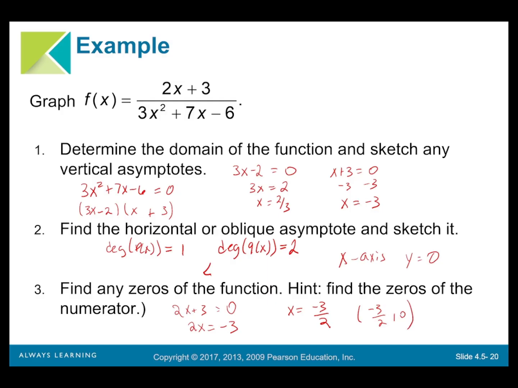So we have vertical asymptotes at x equals 2/3 and x equals negative 3. We have the horizontal asymptote at y equals 0. And we have a zero for our function at the point negative 3 halves, comma 0. So we've picked up this much so far.